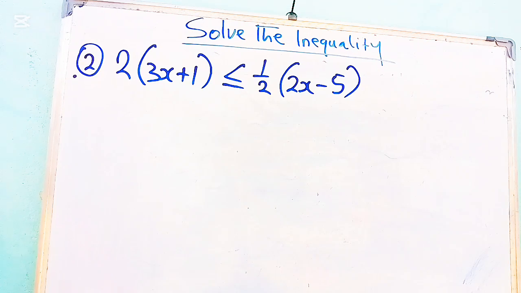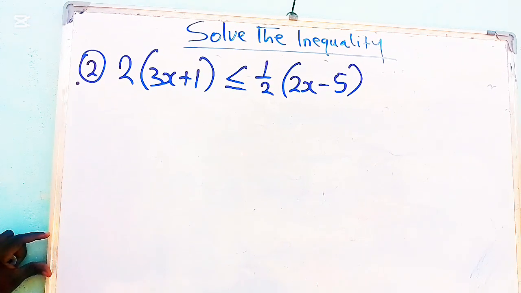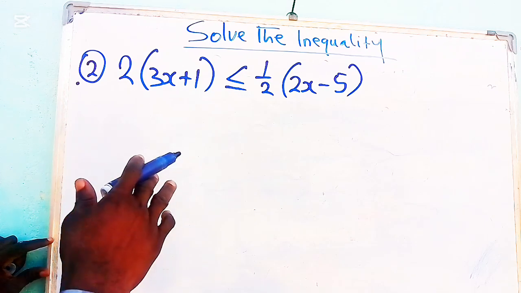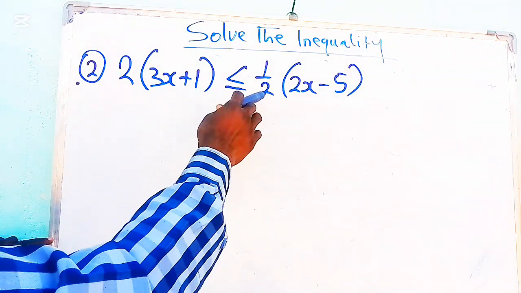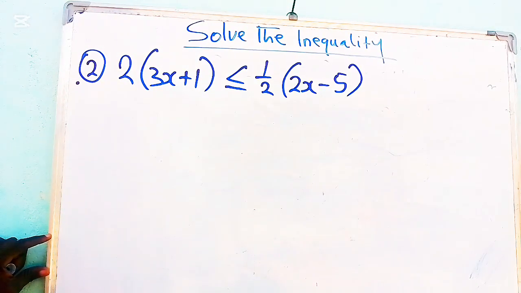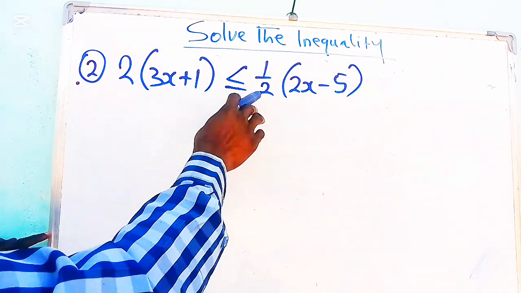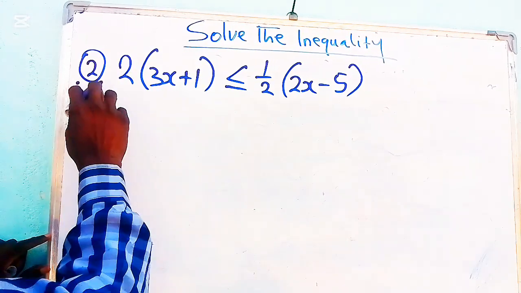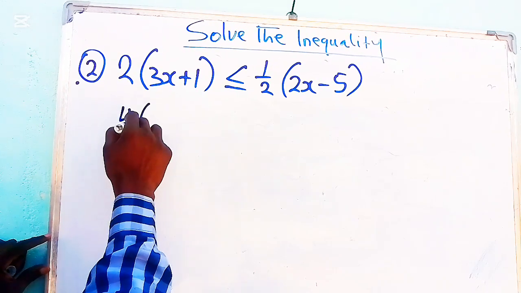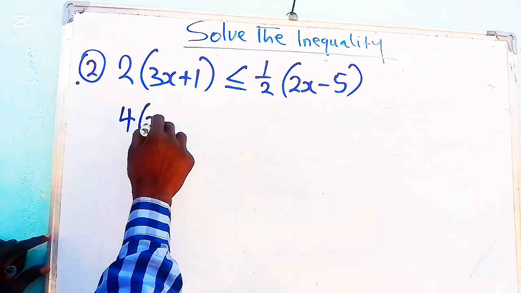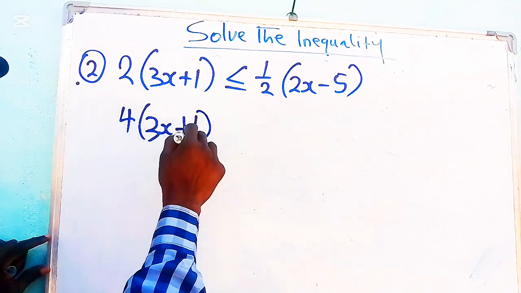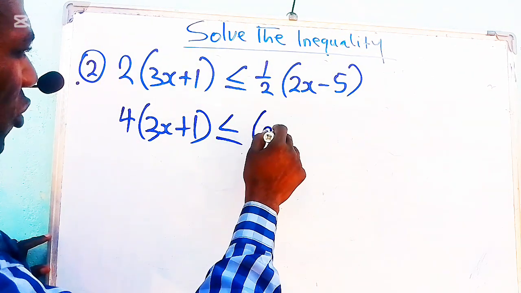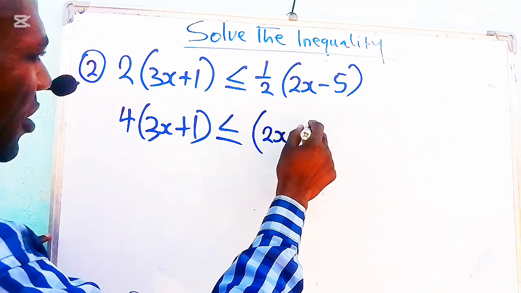Now let's look at equation 2. In equation 2, before the bracket, we have to remove this fraction. 1 over 2 is a fraction. And you do that by multiplying all through by 2, because 2 is the denominator. So when you multiply 2 by this, we're going to have 4 less than or equals to, open the bracket, 2x minus 5.